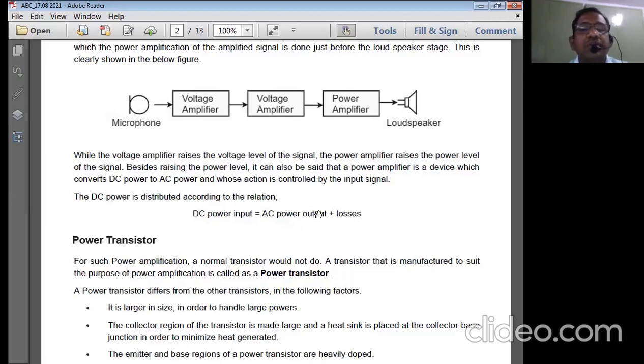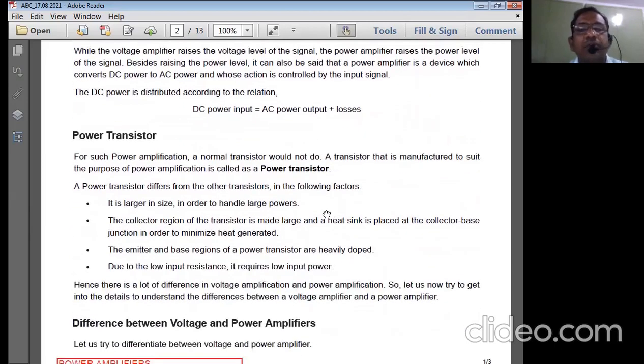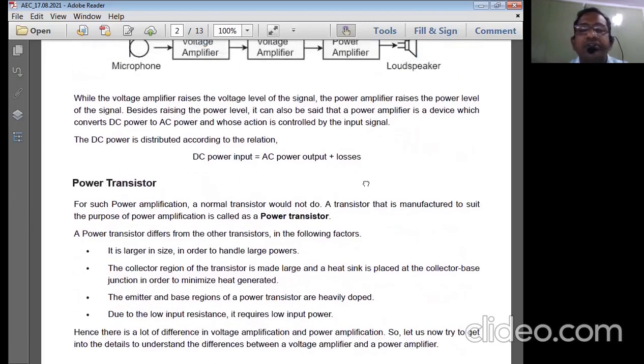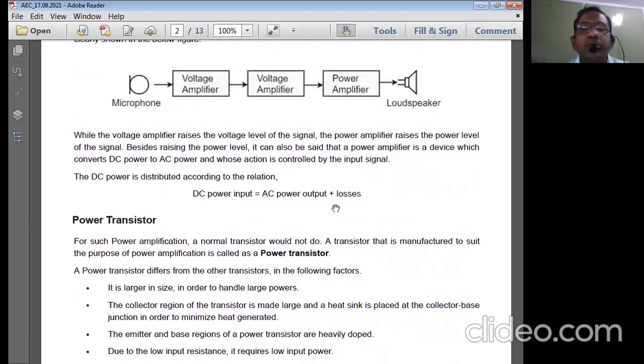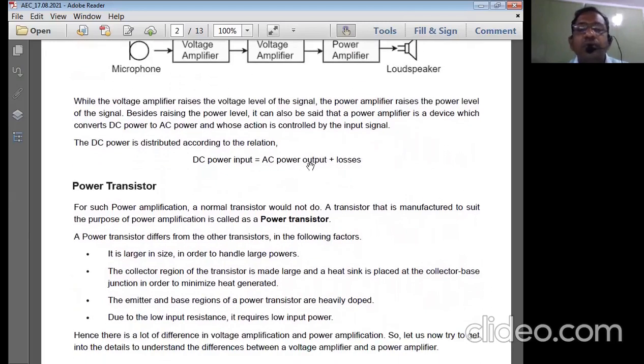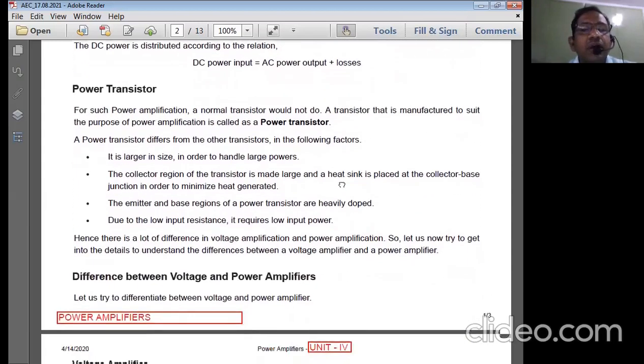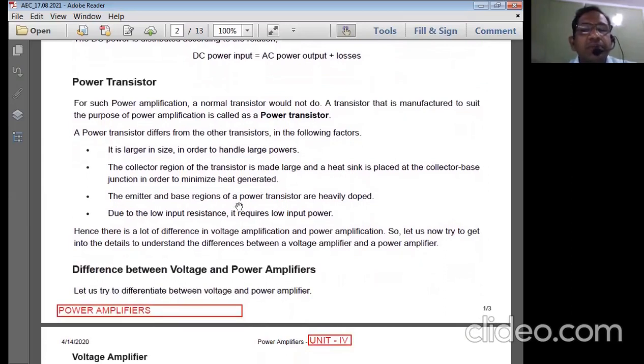So this is the basic explanation for the power equation of the output of the power amplifier circuit. What is the useful power in this? The DC input power is divided into AC output power and the losses. So the useful power is only the AC output power, which is delivered to the input resistance of the loudspeaker, or the output resistance of the power amplifier circuit. Now, what are the differences between the voltage amplifier and the power amplifier?